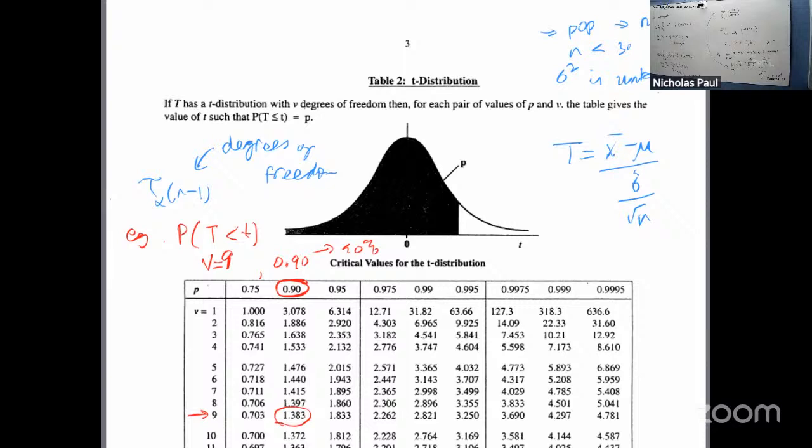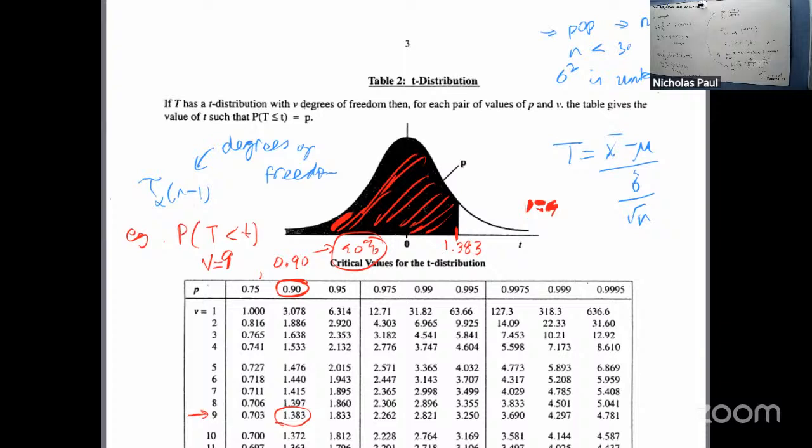So what that's saying is that for 1.383, this probability here, when the degrees of freedom is 9, is equal to 90%, or 0.9. You're okay with that? So just to show you how to read it.